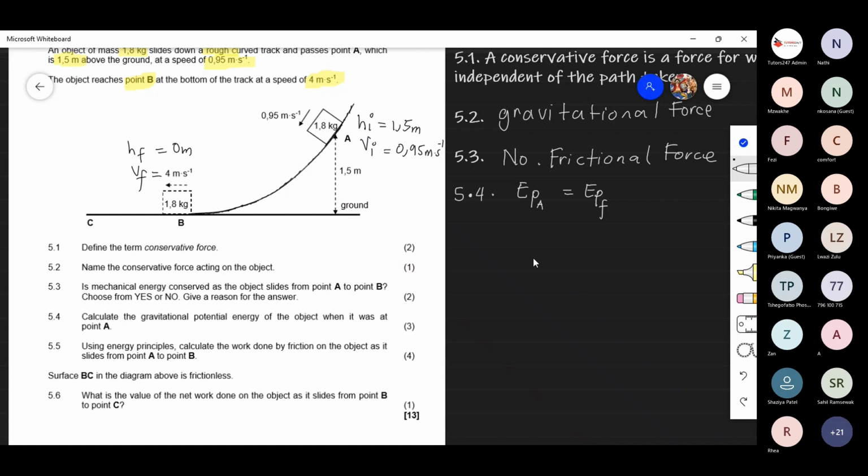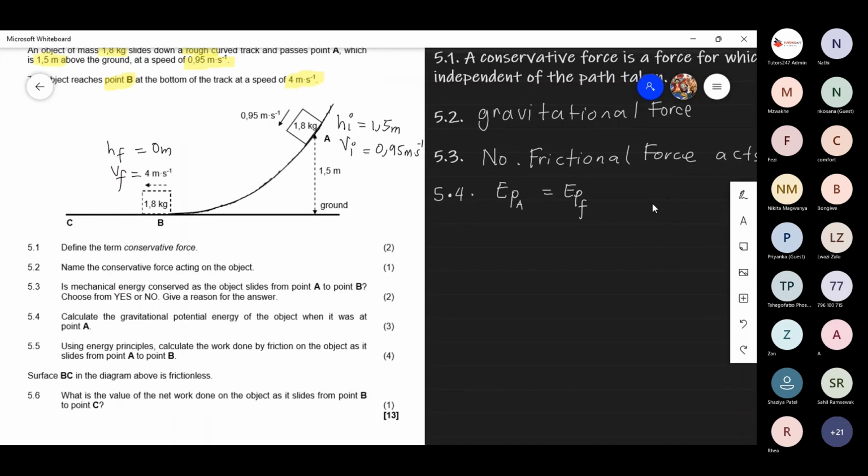It's also a reminder of which potential energy it is, because if you look at question 5.5, we are most likely going to calculate work done by non-conservative forces because it's got 4 marks in it, and you can also see it says using energy principles. That's why I am representing it like that, so we can directly substitute this value into 5.5, okay? But you could have just represented it as EPA or EPF, or even just EP, it doesn't matter. Whatever you choose to represent it as, it's fine.